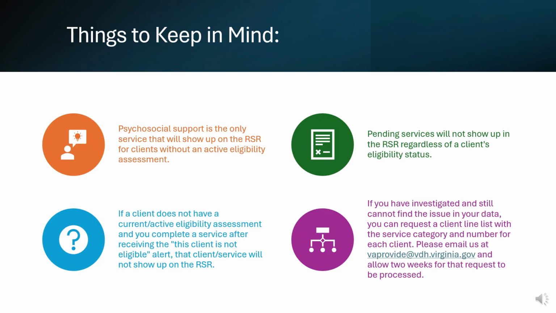If you follow these steps and investigate the issues, but still can't find what needs to be changed, you can request a client line list from the team by emailing the VA Provide inbox. Just allow at least 2 weeks for that request to be processed.